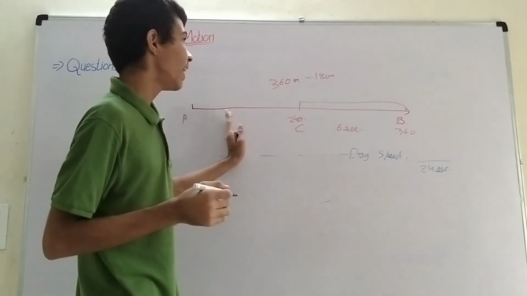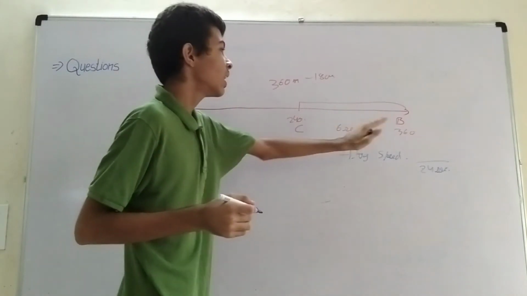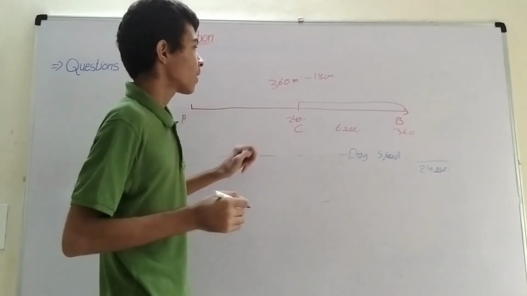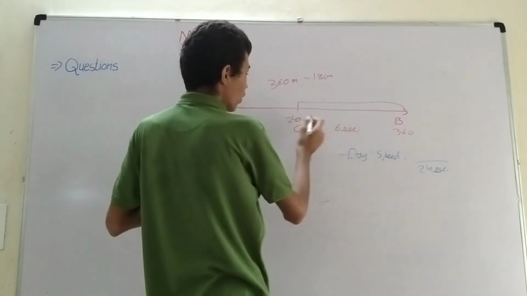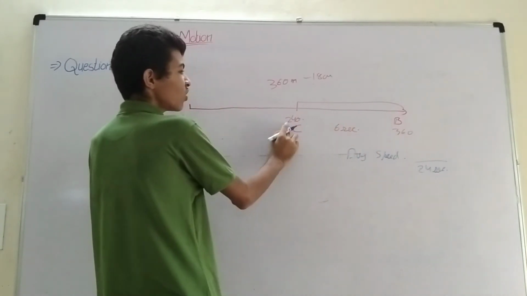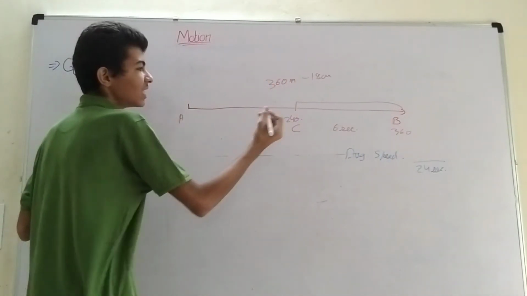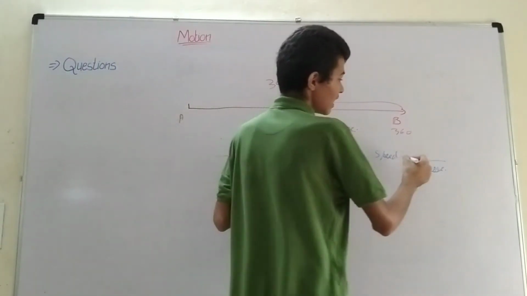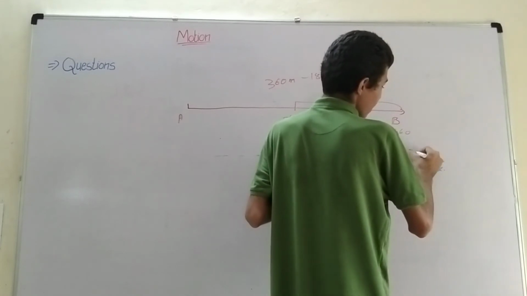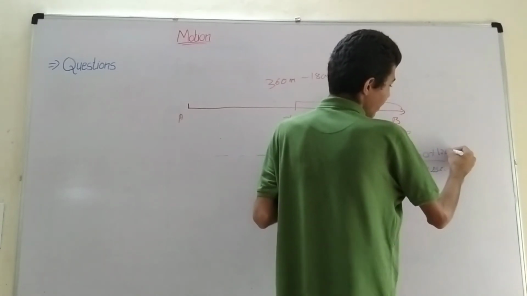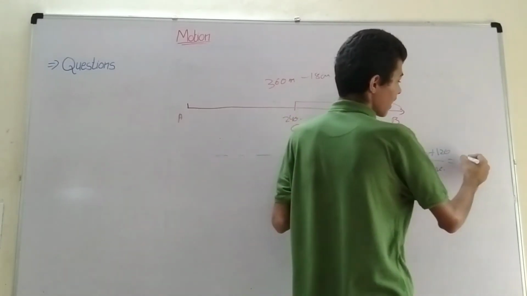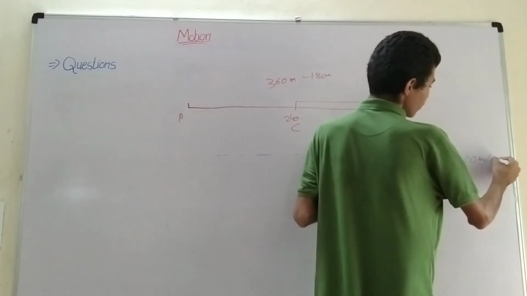24 seconds, and now the body has covered 360 plus. We are not adding this distance because it is the distance from here. We have to subtract this distance, not add this distance. So that would be 360 minus 240, that is 360 plus 120. So this would come as again 20 meter per second.